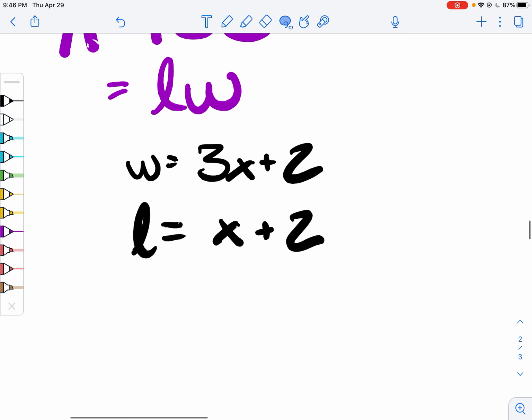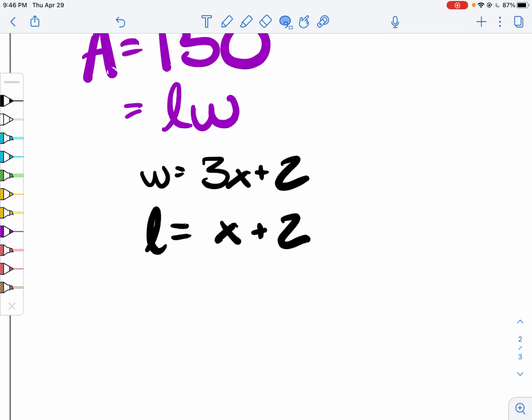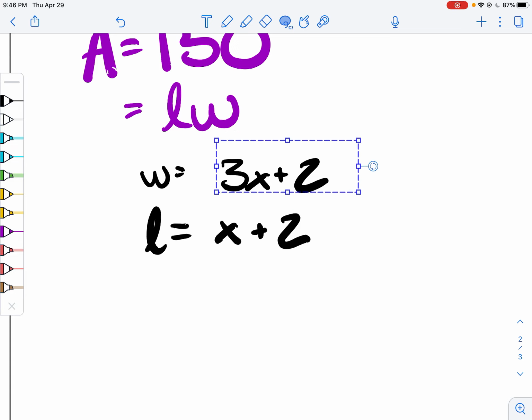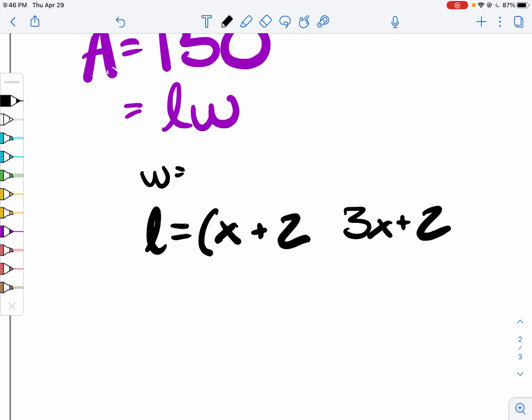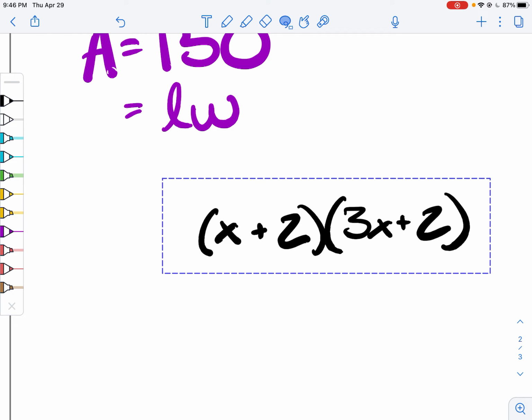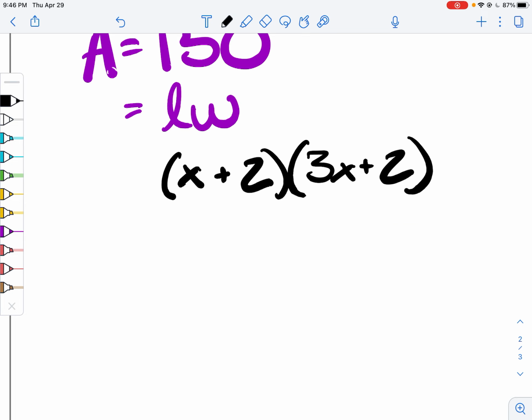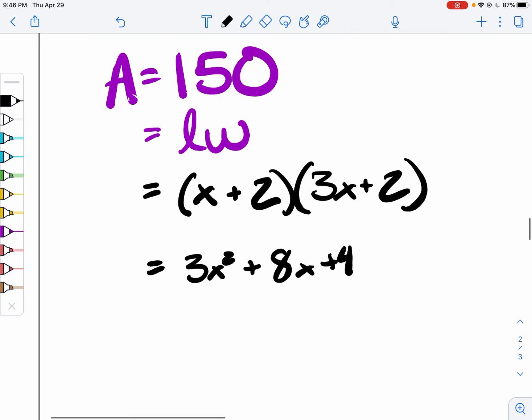Okie dokie. So I'm going to take my length, multiply it by my width. Length times width is that guy. Now take a second to FOIL it out. Okay, you should have gotten 3x squared plus 8x plus 4. Now remember that this is still equal to 150, so I'm going to put a little 150 right there.